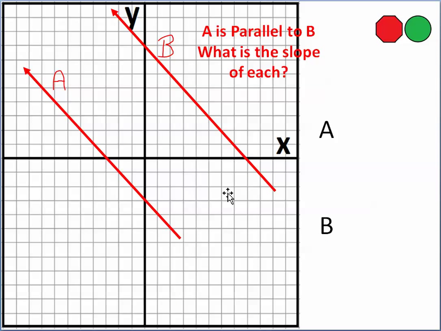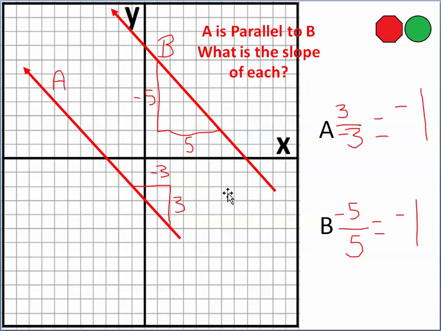All right, we have 2 lines. A is parallel to B. What is the slope of each? Click on the stop sign. Okay, well, if we took a look at this, first of all, you know automatically that both of the slopes are going to be negative, and you know they're parallel, so maybe that's a clue to you that parallel lines have the same slope.